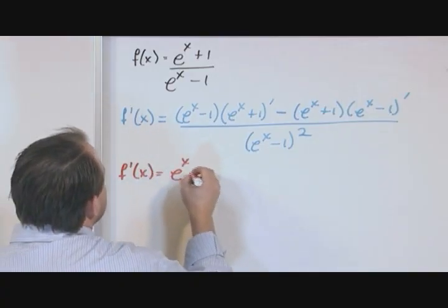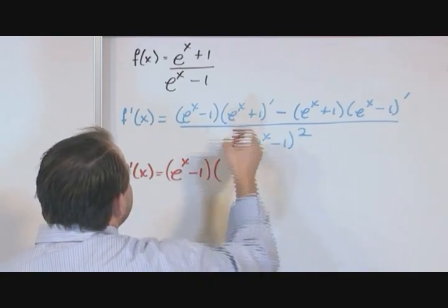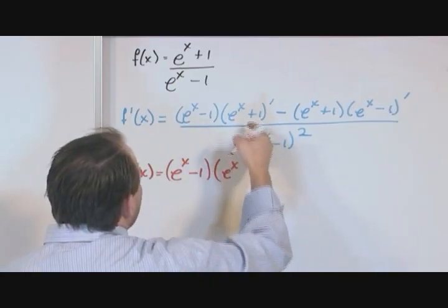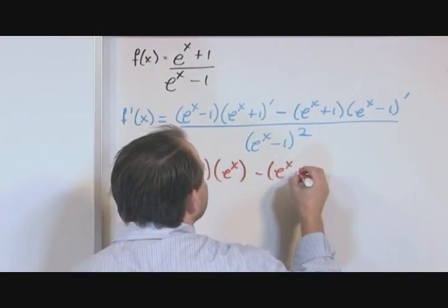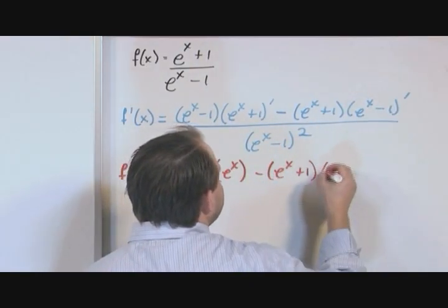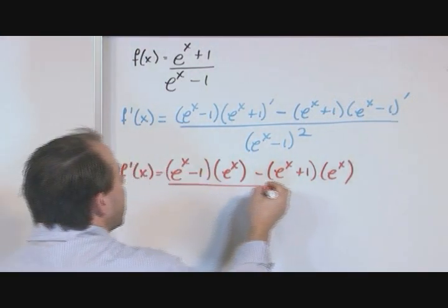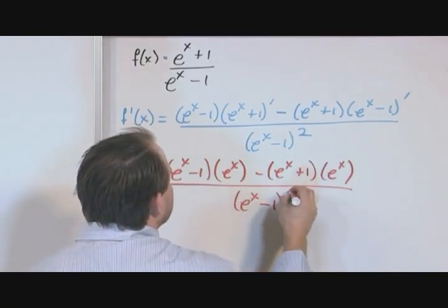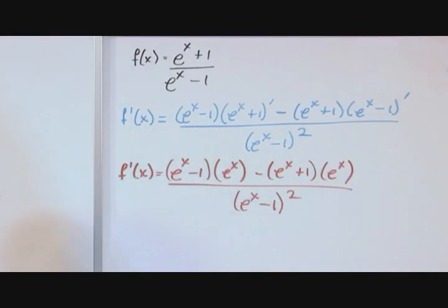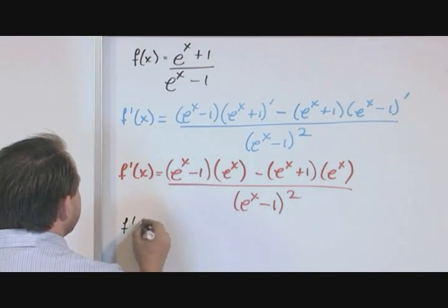For e to the x minus 1, the derivative of e to the x is e to the x. The derivative of 1 is 0, so I'm done. Over here, I have e to the x plus 1. The derivative of e to the x is just e to the x. The derivative of 1 is 0, so I'm done there. On the bottom, I'm going to have e to the x minus 1 squared. So the only thing to do at this point, this is the answer. You could circle it if you wanted to, but let's try to simplify it a little bit more.